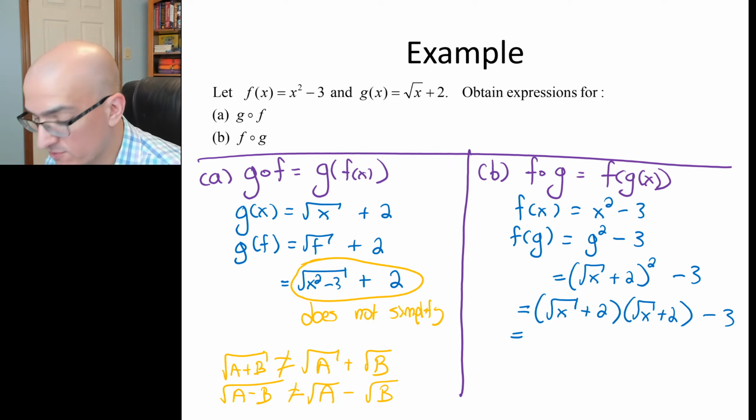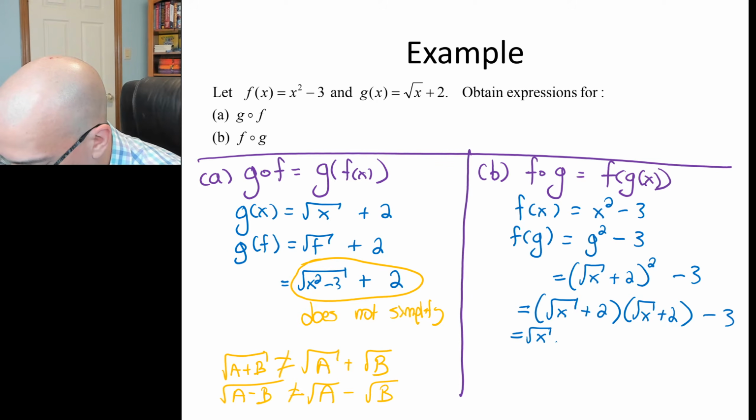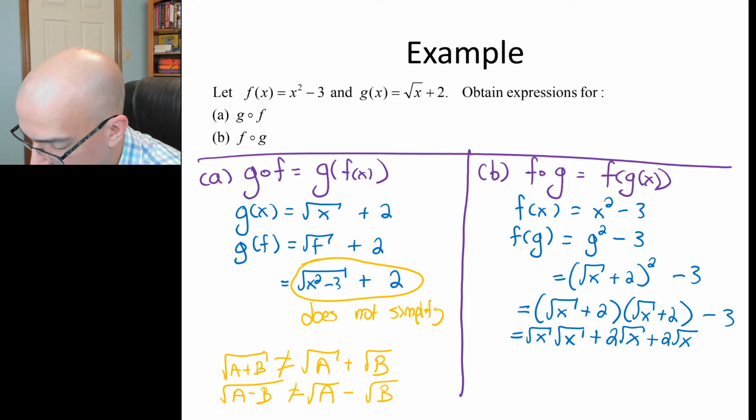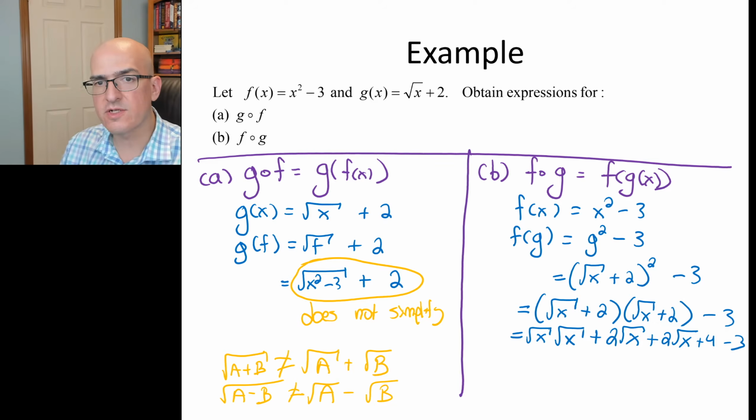Okay, so FOIL, first times first, root x times root x, plus outside times outside, 2 root x, plus inside times inside, another 2 root x, plus 2 times 2, 4, and then the minus 3 that was hanging out watching the FOIL. It's still there, we still have to take care of it.